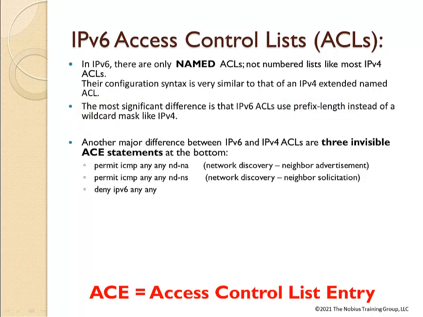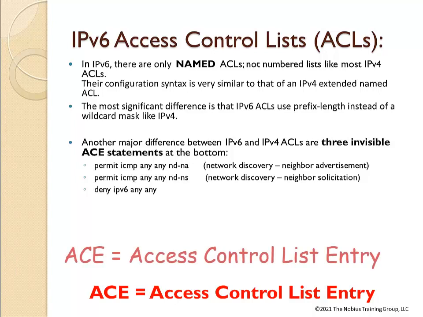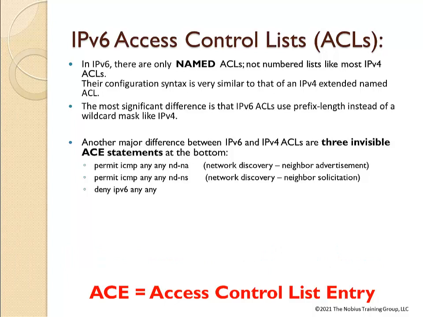Another major difference between IPv6 and IPv4 ACLs are the three invisible ACE statements at the bottom. ACE stands for Access Control List Entry. They permit ICMP any, ND, and NA. That's for any network to any other network, neighbor discovery, neighbor advertisement. Permit ICMP any, ND, and NS. That's neighbor discovery, neighbor solicitation. Then, of course, the implied deny IPv6 any at the very bottom.